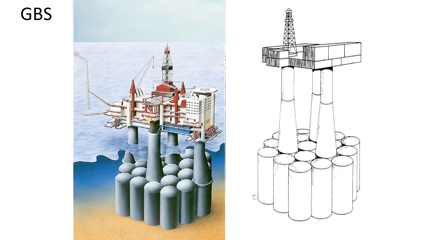Now the gravity base structure. You have seen this many times in Norway. It was very popular at some point, and it has these cement legs and it has the suction anchors. But also these tanks, some of them are for liquid storage. So you can store, in this case, oil, for example.